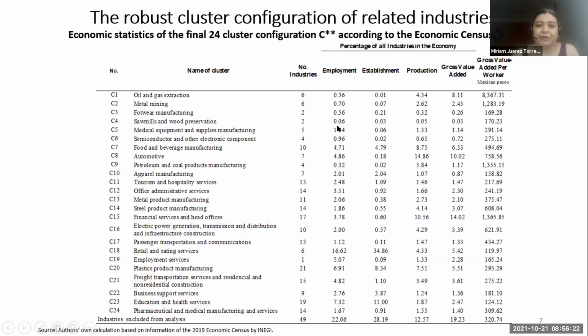But we also have different concentrations of employment, establishments and production. For example, some of the clusters that concentrate most of the share in employment are retail and eating services, plastics and product manufacturing, food and beverage manufacturing, or automotive. In terms of establishments, retail and eating services concentrates about 35% of the establishments, or food and beverage manufacturing about 5%. Also, we have important differences in terms of production.